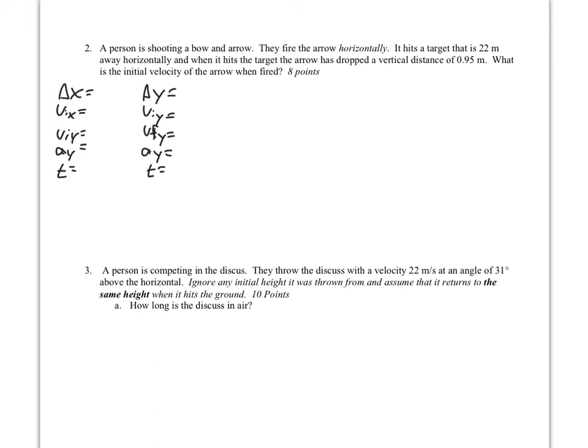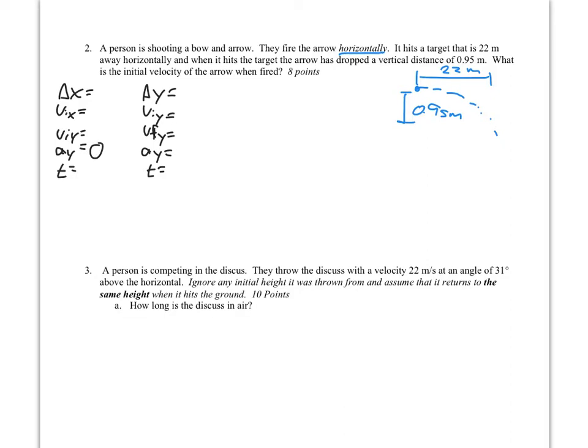All right, so for this next one, we have an arrow being shot. It's fired horizontally, so that means a few important things. Its path is going to look kind of like that, from a height, and it hits a target that's 22 meters away. So there's our 22 meters, and it's fired from a height here of 0.95 meters. So I'm going to go ahead and start filling in the chart with the things I know.